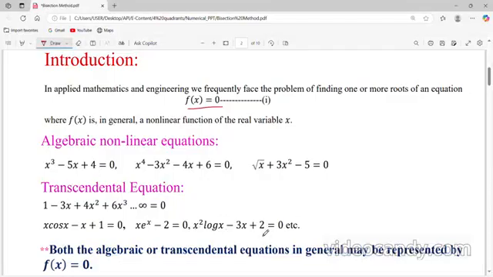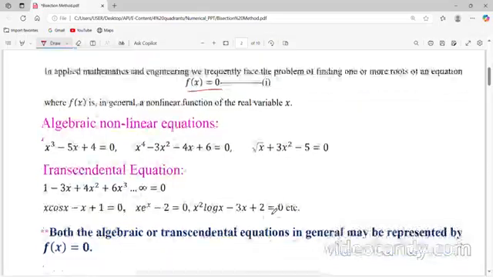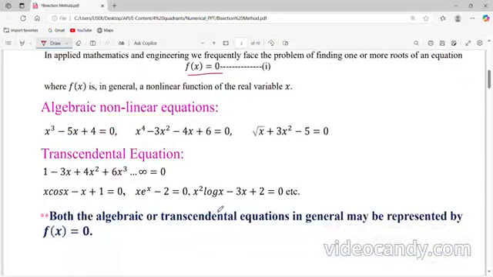So we know that trigonometric terms like sin x, cos x, tan x, and exponential term e^x and log x also have an expansion in infinite series. For this reason, the equations that contain trigonometric, exponential, and logarithm terms are also transcendental equations. So both the algebraic or transcendental equations in general may be represented by f(x) = 0.